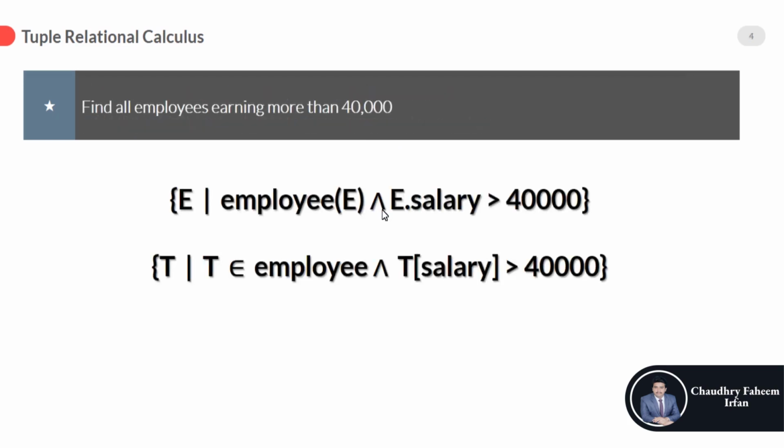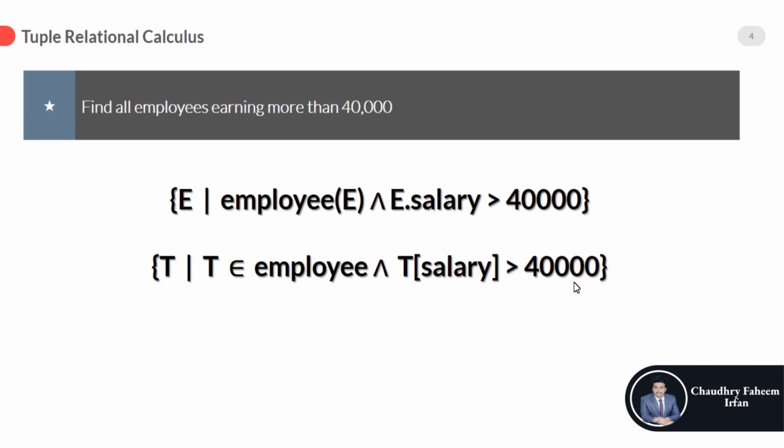Like this, we are using the AND symbol here to combine two predicates. The first condition is that t belongs to employee table, which is a tuple of the employee table, and the second condition or second predicate is that t.salary is greater than 40,000.